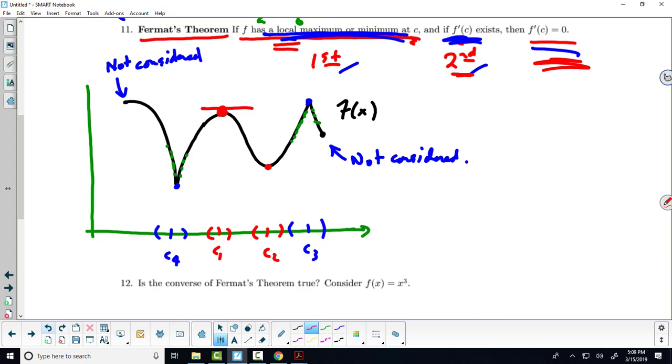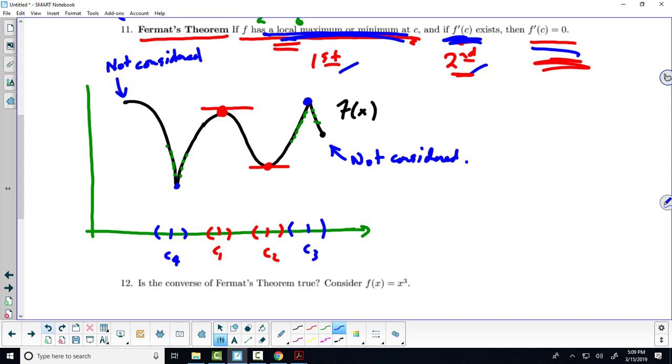Similarly, if we look at what I've called c2, in this case, c2 gives us a local minimum. It is differentiable there, and what is the derivative? The derivative is 0. Okay. Let's look at what I called point C3.